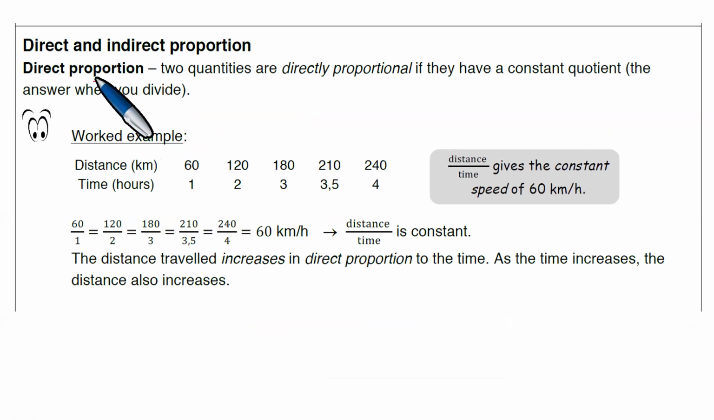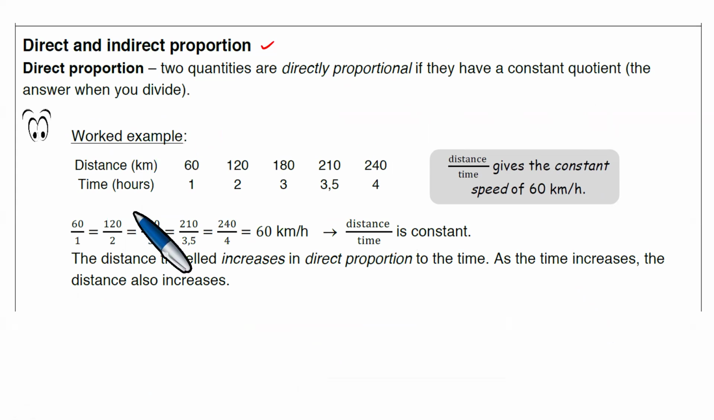There's something we call direct but also indirect proportion. This is like physics. What is direct proportion? Two quantities are directly proportional if they have the same constant quotient, the answer when you divide.